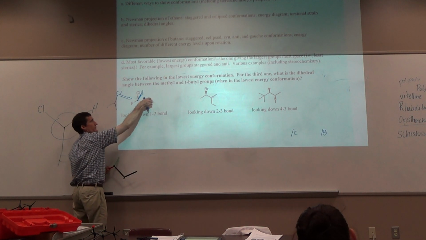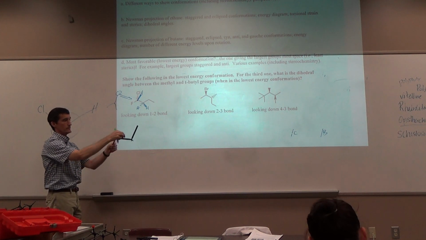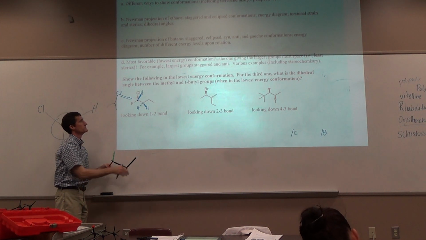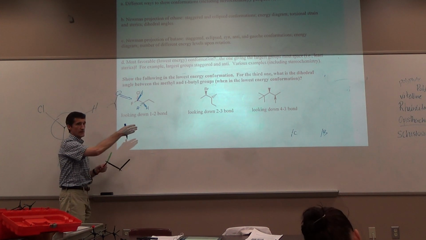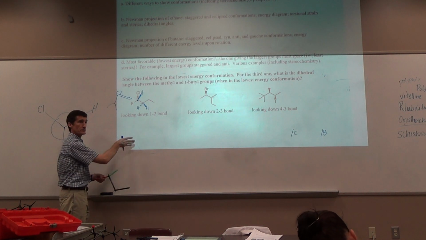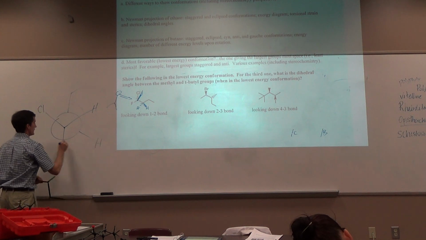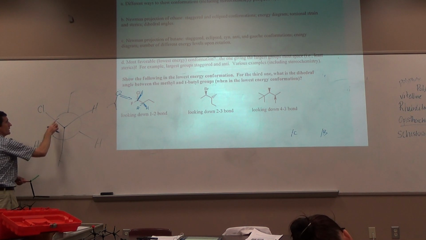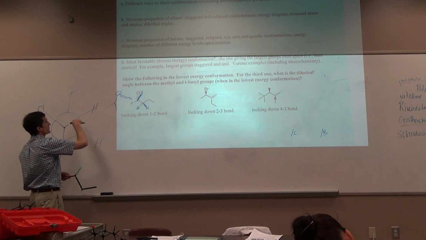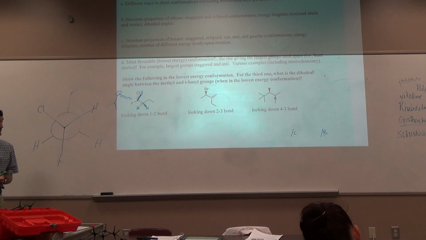I see an ethyl group going up. One H is coming to my right, and one H is going to the left. So I've got ethyl going up, H here, and H here. So this is that compound as drawn on the board, but is that the lowest energy conformation?